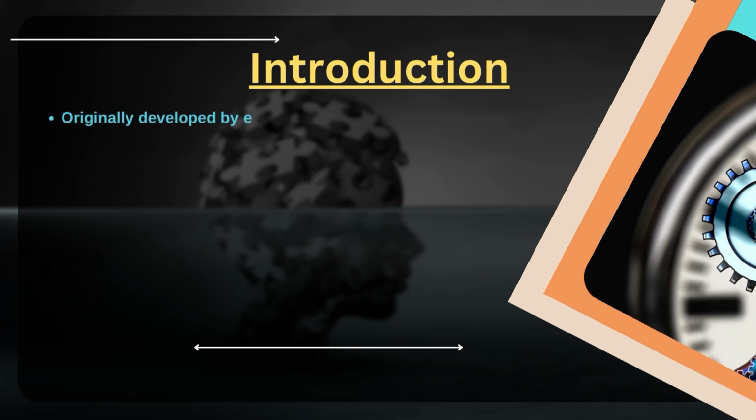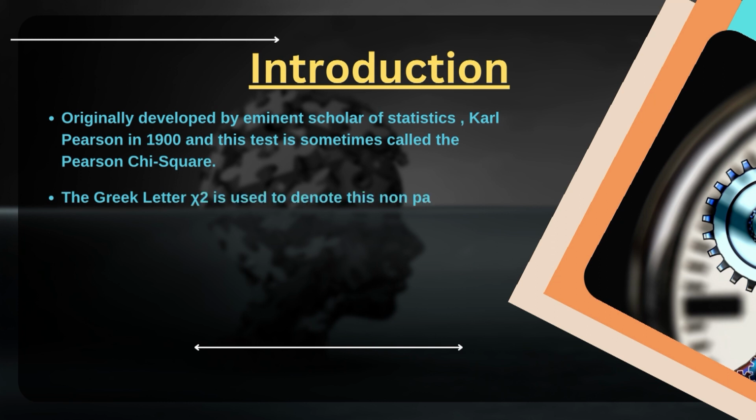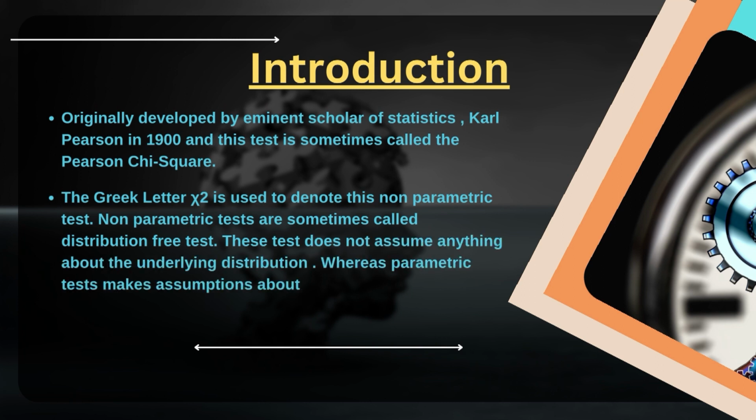This test was originally developed by an eminent scholar of statistics whose name was Karl Pearson, and he developed this very important test in 1900, and this test is sometimes called the Pearson chi-square. And the Greek letter chi-square is used to denote this non-parametric test. Non-parametric tests are sometimes called distribution-free tests.